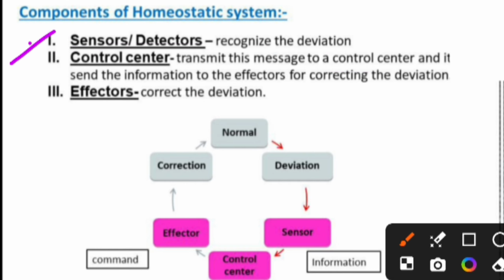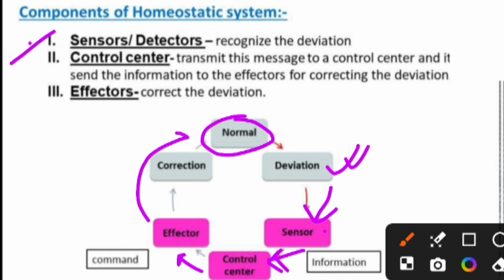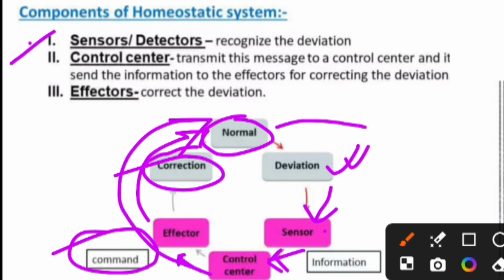You see this chart: in a normal condition, if any deviation or problem occurs, the sensory nerves give a signal to our central nervous system, for example the brain, and then the central nervous system acts through the effector and corrects the deviation, and it becomes the normal condition. So this is the overall and main process of homeostasis. The control system gives a command, and in a normal condition, information goes to the control system.